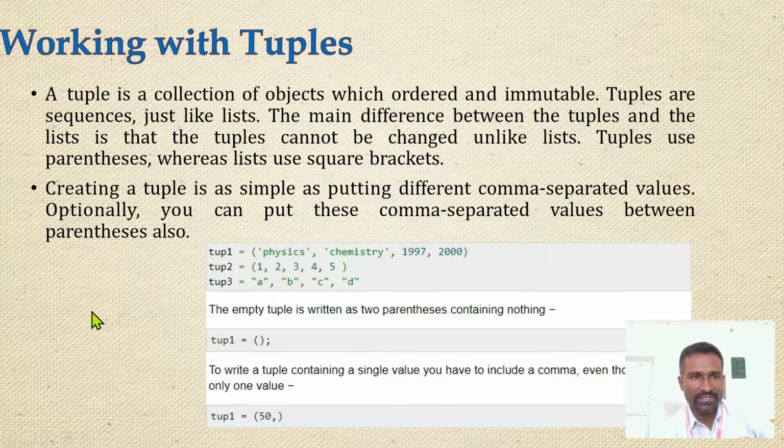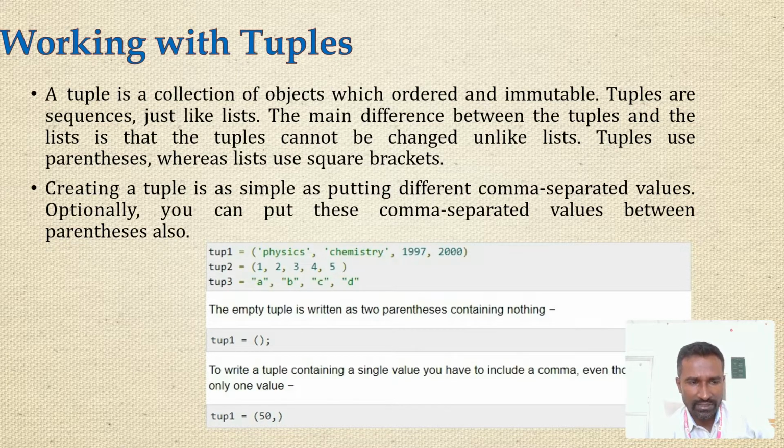See the example, it was easy to understand. A tuple is a collection of objects, this is the definition, which is ordered and immutable. So it's a collection of elements which is ordered and immutable, a sequence like a list. The main difference is that a tuple is immutable, a list is mutable, and here we use parentheses, while in list we use square brackets.